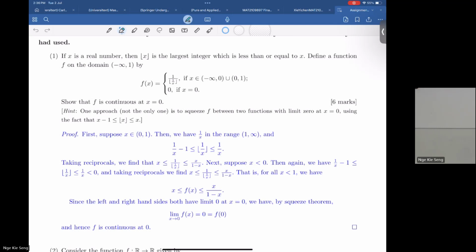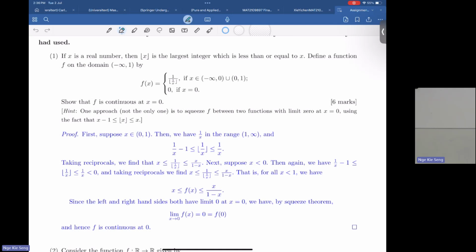Sorry? X. Okay, if you forget the floor function, it's just x. But if you put the floor function back, what does it mean? 1 over x, you take the floor, meaning you take the smaller, right? Then you invert it again and it becomes bigger a bit. So how do you do this?